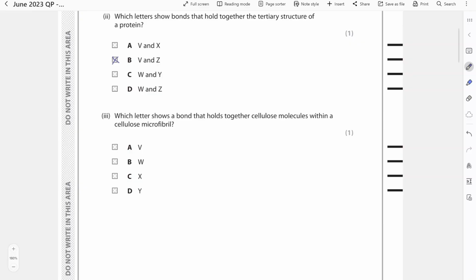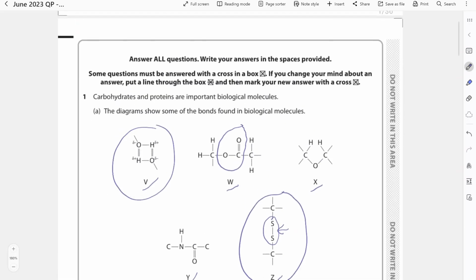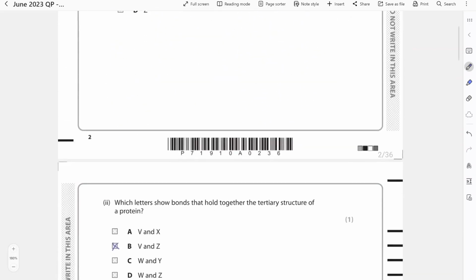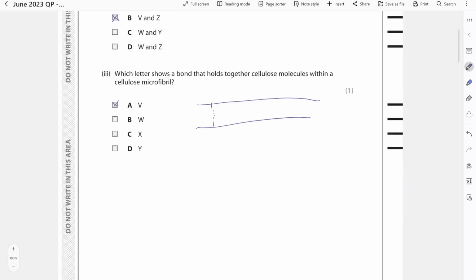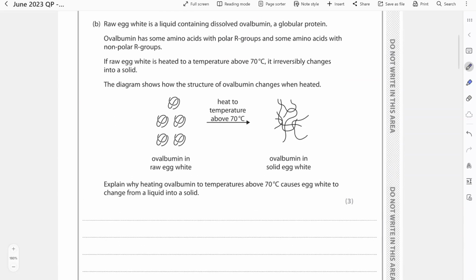Part 3, which letter shows a bond that holds the cellulose molecules within a cellulose microfibril? So if you had a chain of cellulose microfibrils, the interactions that hold them in place are the hydrogen bonding. So that would be V. So that's that. All right, let's move on to part B.